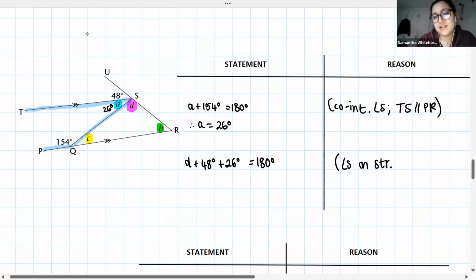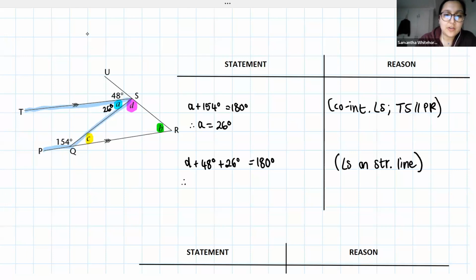Perfect. Angles on a straight line. Now, 48 and 26 are like terms. So if we add those together, we get 74. Thank you, because my brain's not working as fast as yours. And so D, Chantal, is equal to? 106 degrees. Perfect. Well done.